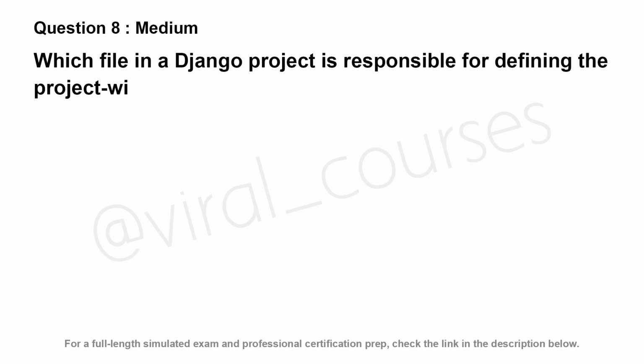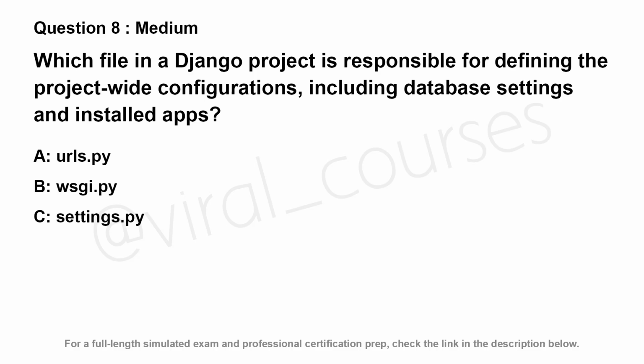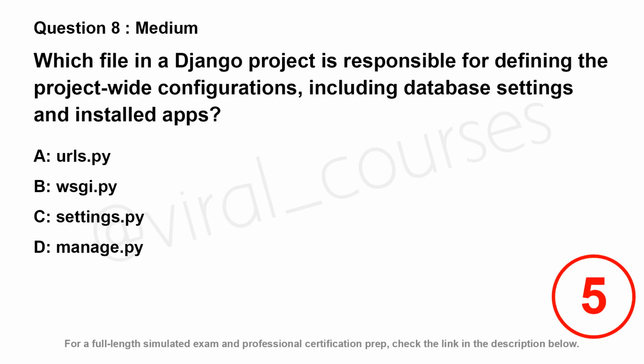Which file in a Django project is responsible for defining the project-wide configurations, including database settings and installed apps? Option A, urls.py. Option B, wsgi.py. Option C, settings.py. Option D, manage.py.